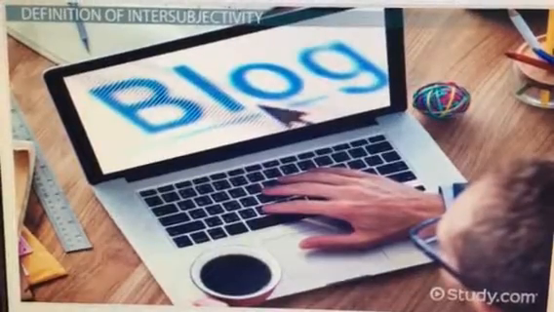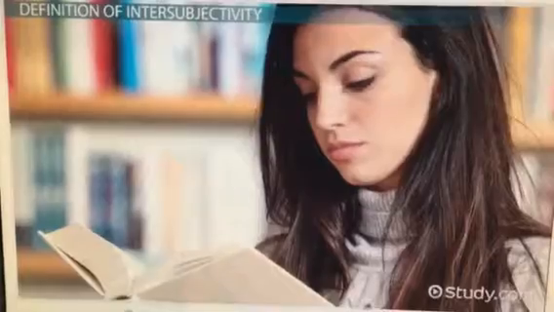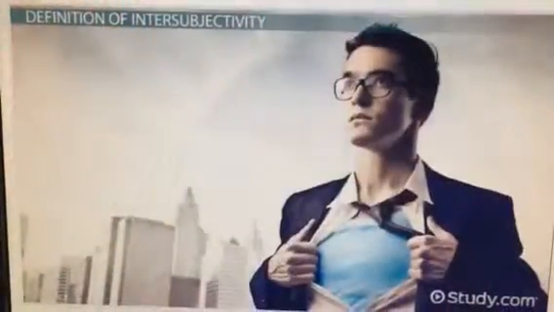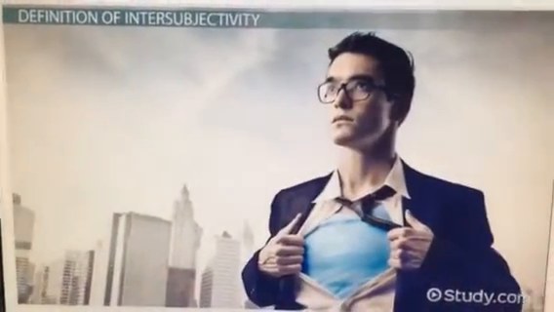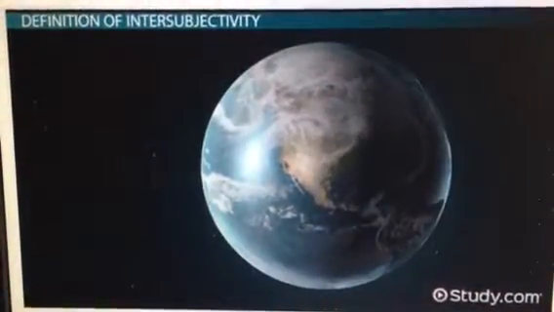not on hard facts. In literature, subjectivity means that the story is told from a biased viewpoint, whether it is told by a character or an unnamed narrator. Everyone in the world has their own subjective viewpoint. Intersubjectivity means that we all influence and are all influenced by others to some degree.